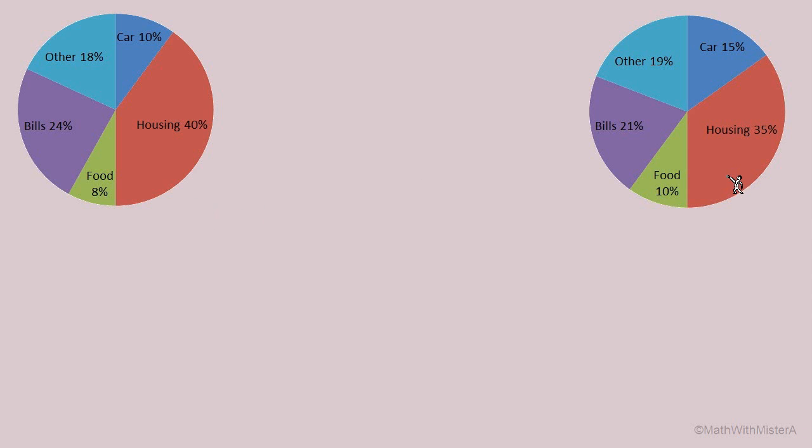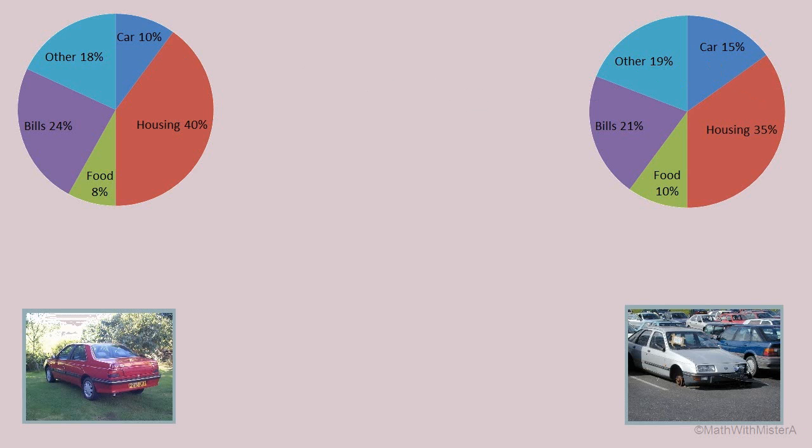We have another pie chart on this side that has the same expenses: car, housing, food, bills, and other. They're pretty similar. The differences that we'll be focusing on will be car and housing, and primarily car. Now, seeing that this person's budget uses 15% for the car, while this person uses only 10% for the car, are we able to say which person is spending more money on their car? So can we figure out which car belongs to which budget?